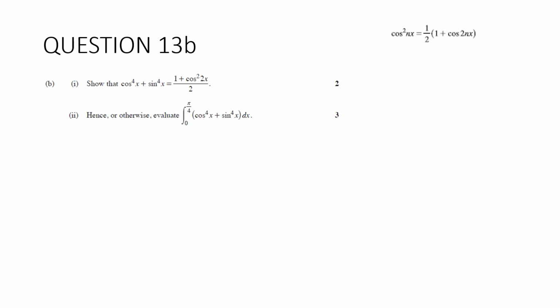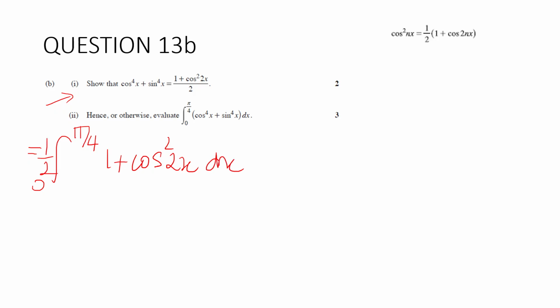Part 2. Hence or otherwise evaluate the integral between 0 and pi on 4 of cos to the power of 4 x plus sine to the power of 4 x dx. So of course we're going to use what we have just proven. So this is going to be equal to the integral between 0 and pi on 4 of 1 plus cos squared 2x, and I'm going to bring that half out the front, dx.